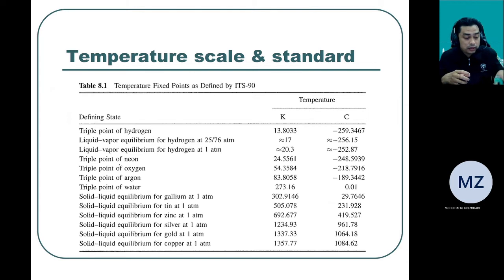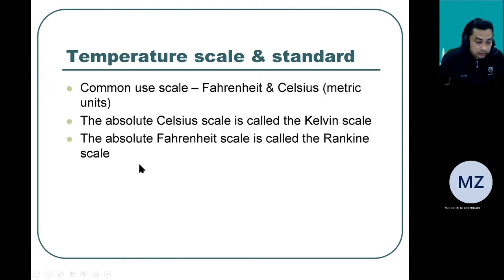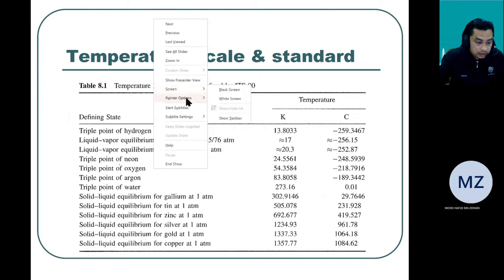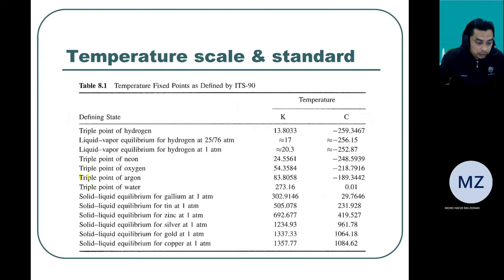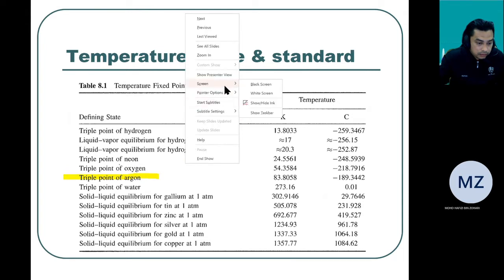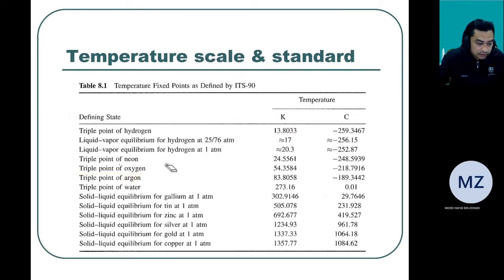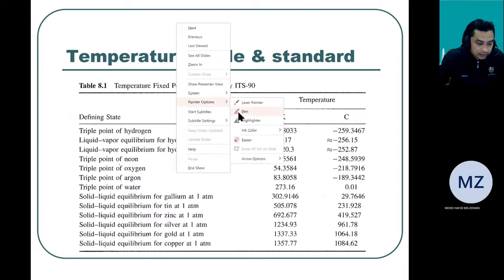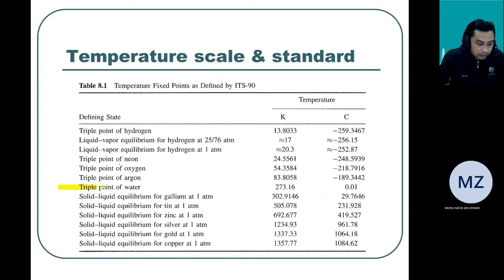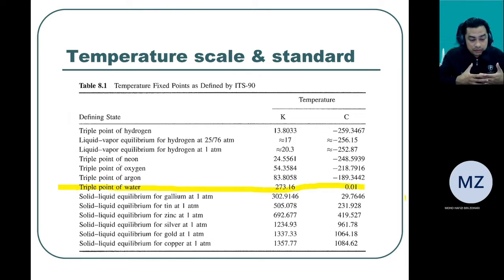The easiest one is the triple point of water. Okay, triple point of water. So it is about this one: 273.16 Kelvin or 0 degrees Celsius.